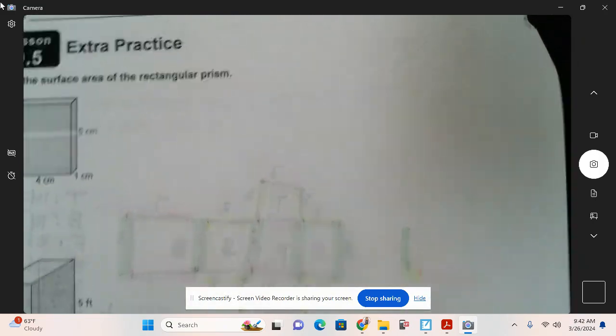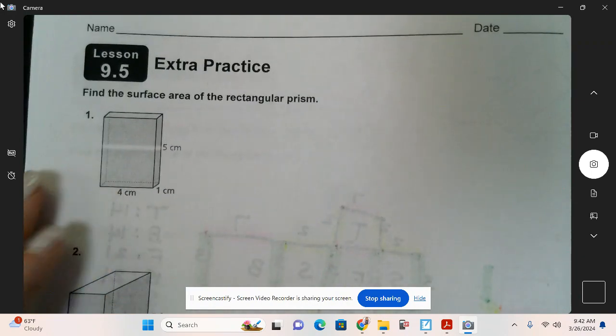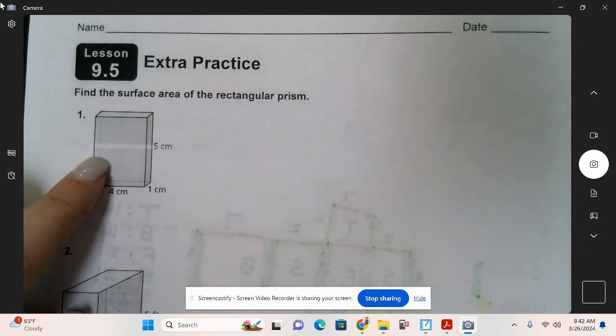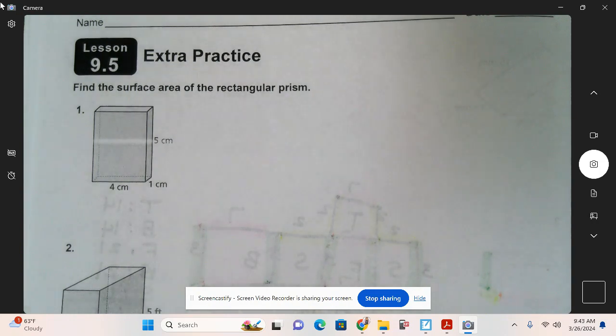All right, let's turn the page. I want you to see how far you can get with number 1 on your own. I'm going to do it up here as well. So if you need to check yourself and look up here as you do it, you can.